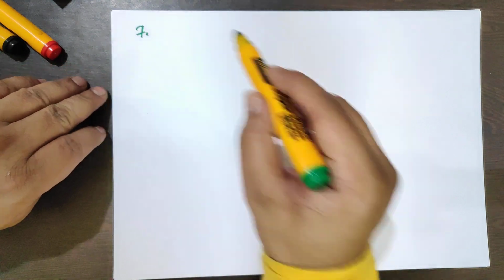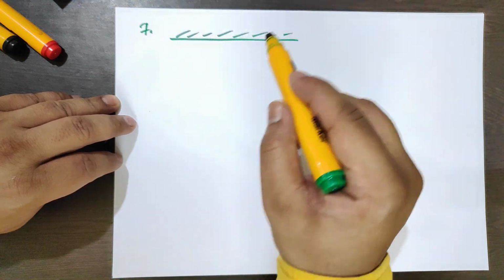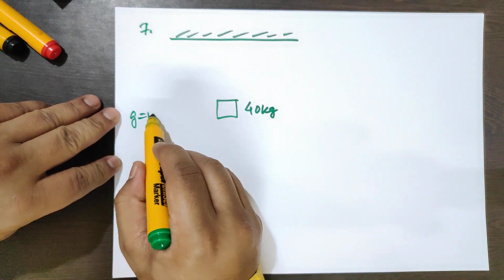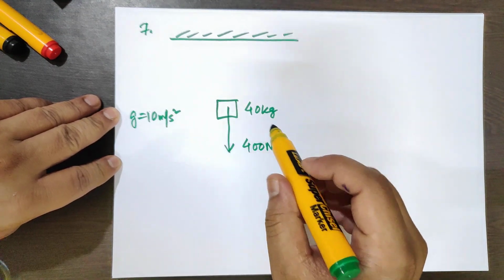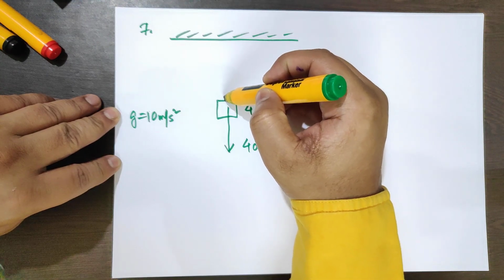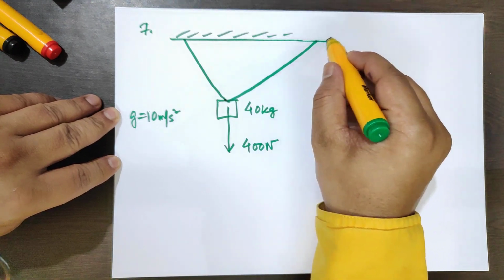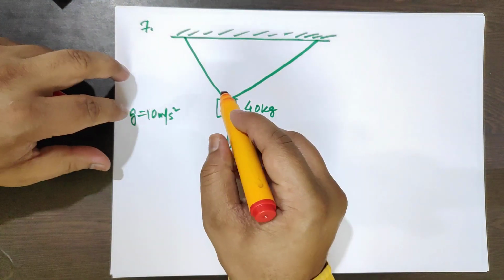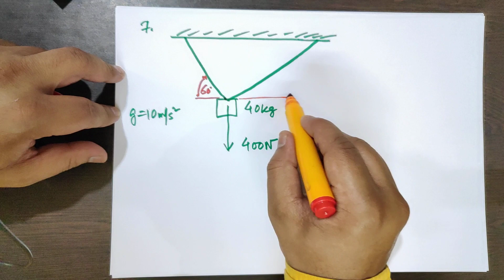See, in the next problem, this will be problem number 7. Problem number 7 says a block of 40 kg hangs from the ceiling, say g equal to 10 meter per second square, so that's 400 newton, and the strings are like this. This string, another string like this. This makes angle 60 degree, this makes 60 degree, and this makes 30 degree.